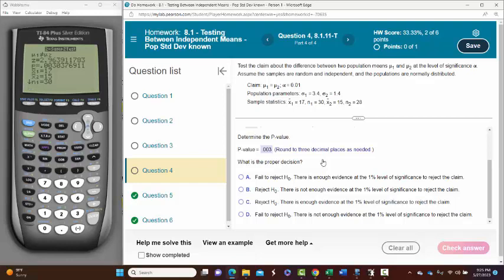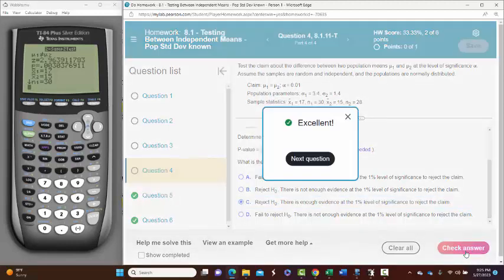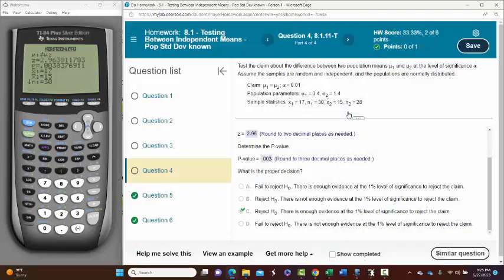And the decision: p-value 0.003 is going to be less than the alpha of 0.01 because of the extra 0 in front. So we're going to reject. We're rejecting the H0, and the H0 is the claim. So there are 2 different reject answers, but we want C because we're rejecting the H0. There is enough evidence to reject the claim because the claim was the H0. Excellent. Let me just put this in Excel real quick.